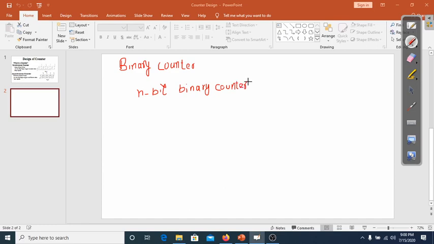N-bit binary counters have n flip-flops that may count from 0 to 2 raised to power n minus 1. So suppose we have 3-bit counter, then we can count from 0 to 2 raised to power 3, which is 8, minus 1, so 0 to 7.